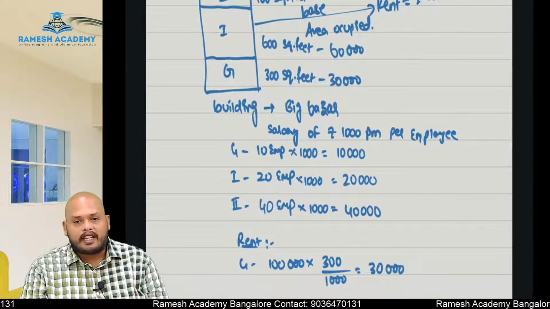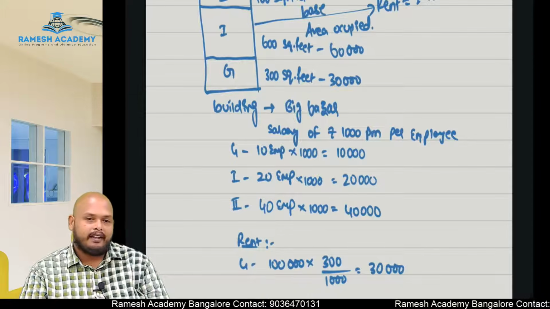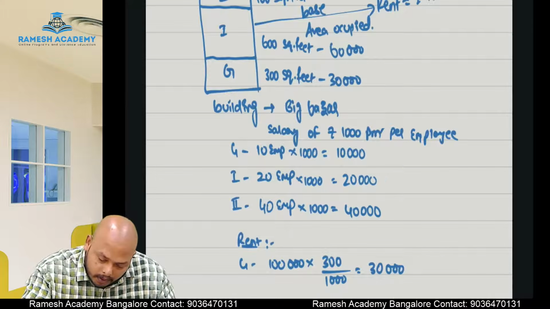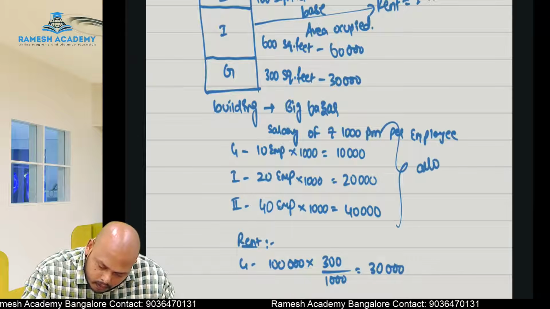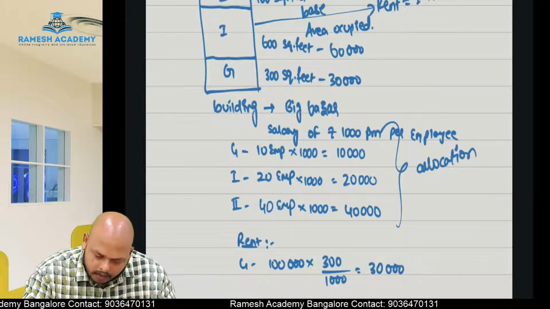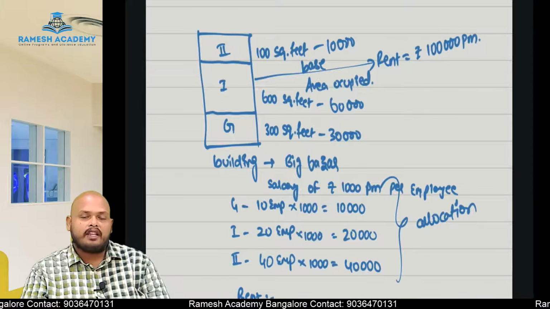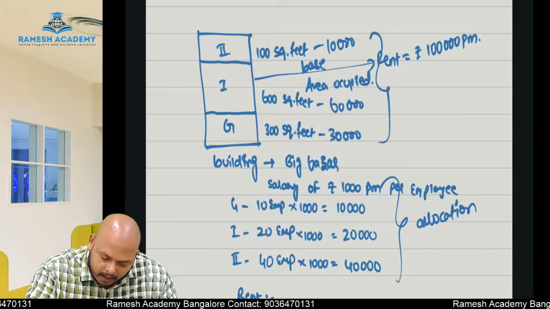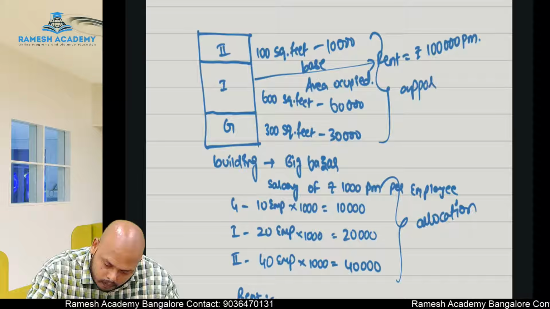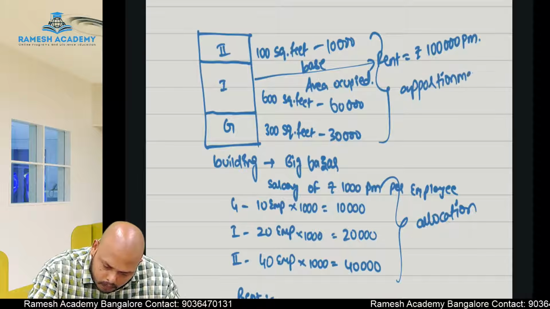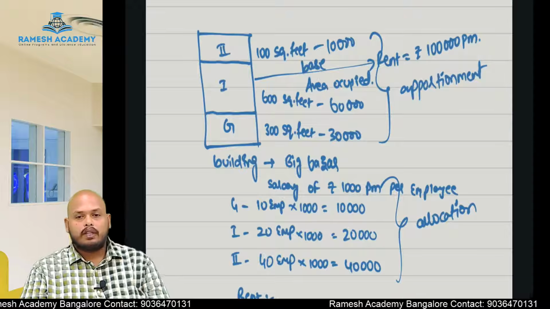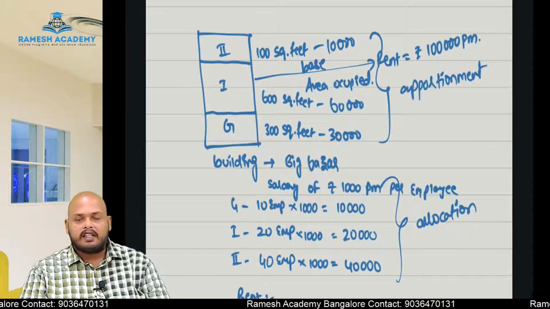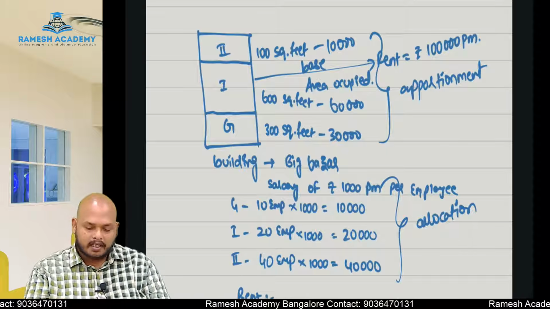Now, allocations are anything which can be identified directly. Any expense which can be identified directly is called allocation. Apportionments are anything which we cannot identify directly. That we'll call apportionment. So this is called allocation, and this is called apportionment. This is the difference between the definitions of allocation and apportionment.